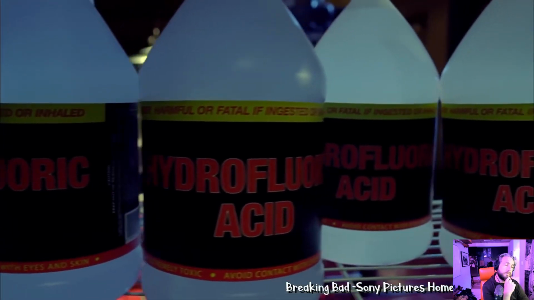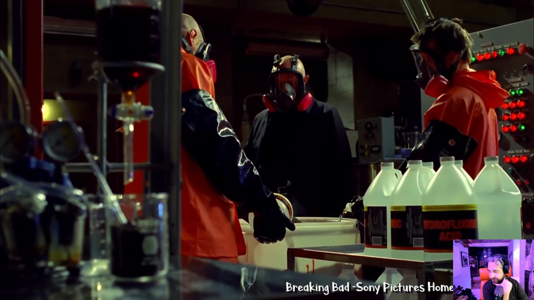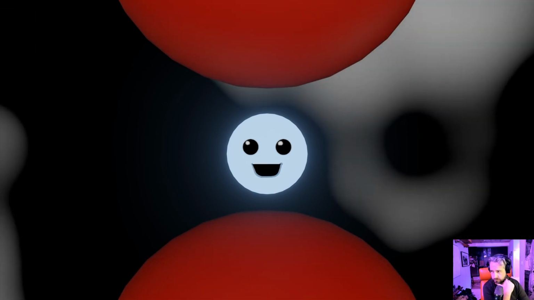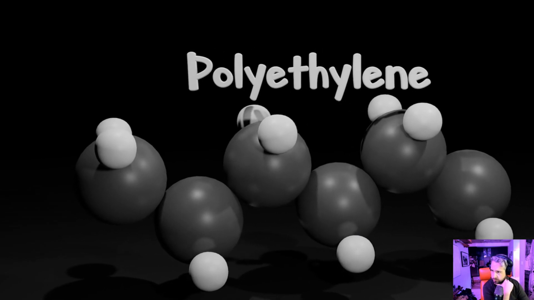Lastly, how can we store these caustic substances in simple plastic containers? Well, remember, it's all about the electron's happiness. The simplest plastic, polyethylene, just looks like this.